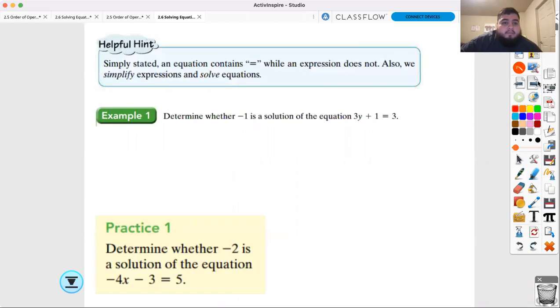All right, let's move on. Here is your helpful hint, guys, and example one. Example one's pretty simple. We've done it before, but I did want to include it as a reminder. So I'm going to give you about 3 minutes to write the helpful hint and example one.